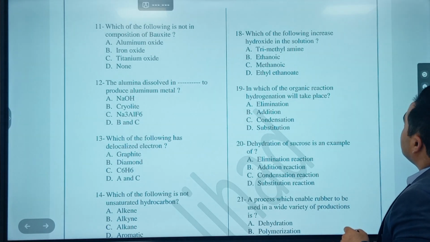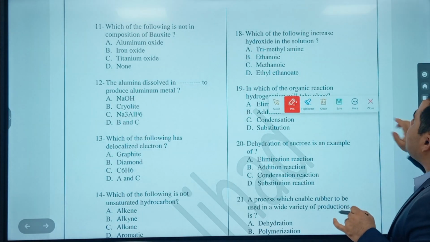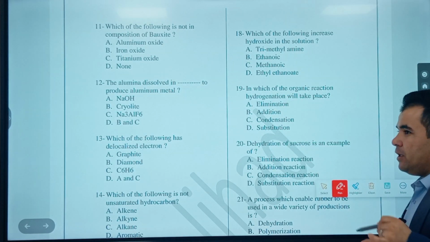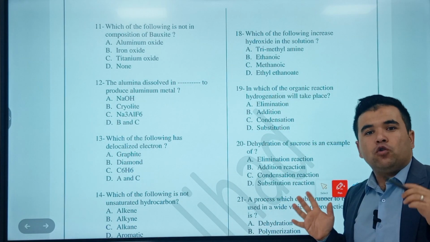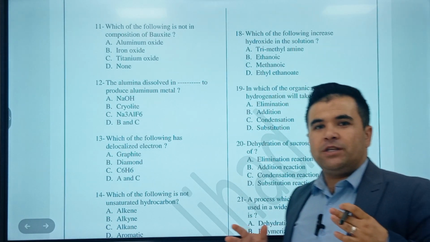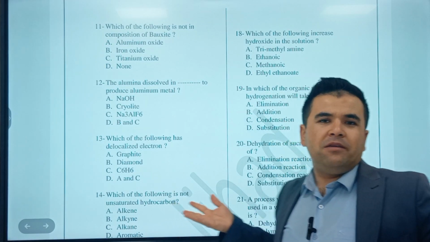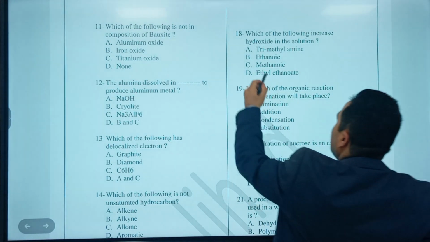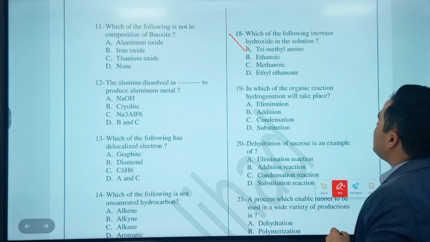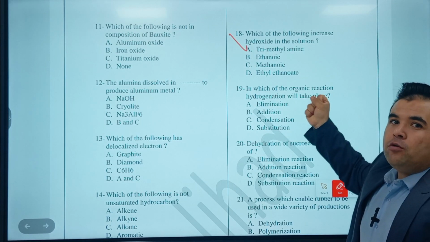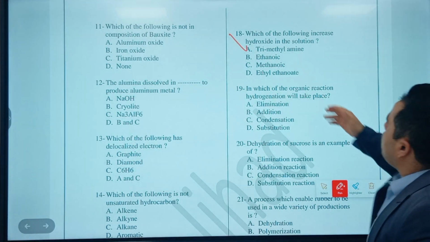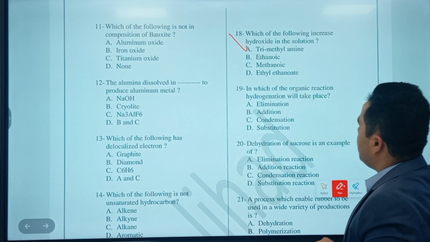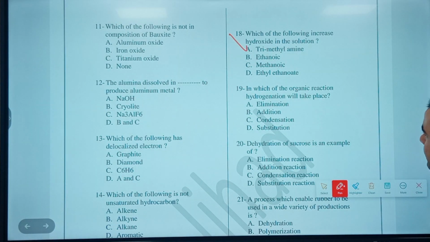Question 18. Which of the following increases hydroxide in the solution? Increase hydroxide, that means base. Which of those compounds or functional groups that we studied increase hydroxide or are bases? Amine. So simply trimethylamine is the correct answer. If hydronium, the acids ethanoic and methanoic can both increase the hydronium.